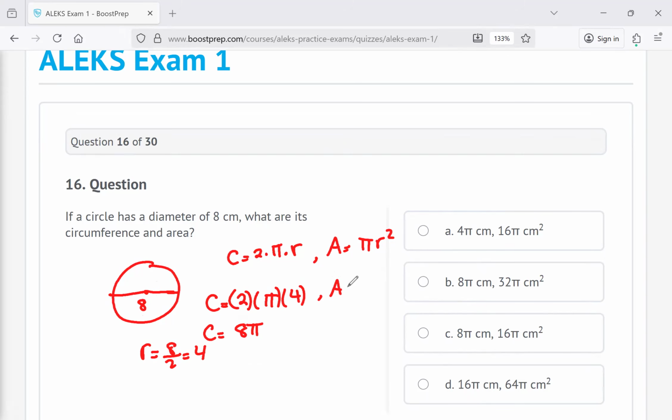Okay, now find the area. So the area is going to be pi, and then my radius is 4, so that's going to be 4 squared. 4 squared is 16 pi. Okay, so here's my answer: 8 pi and 16 pi. And that would be letter C.